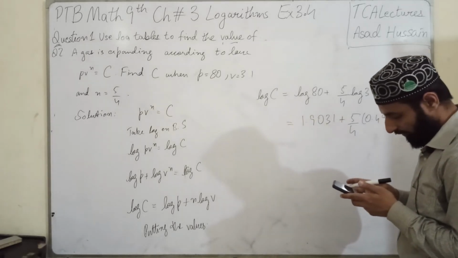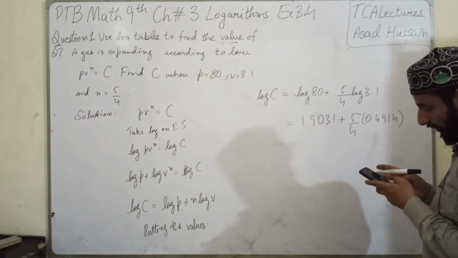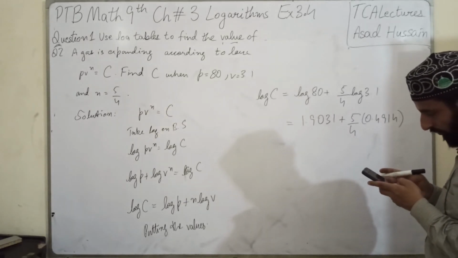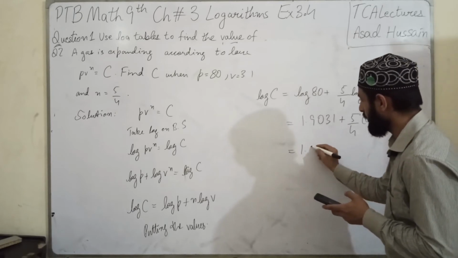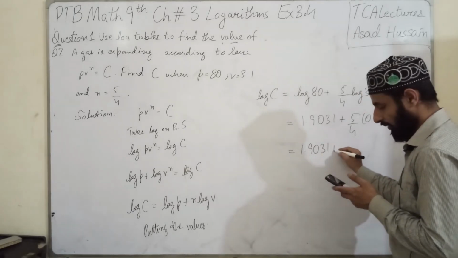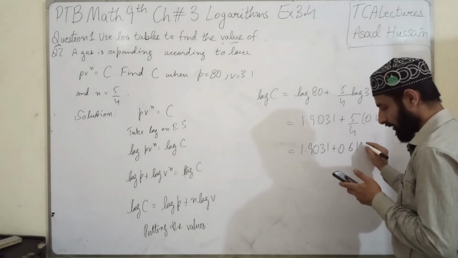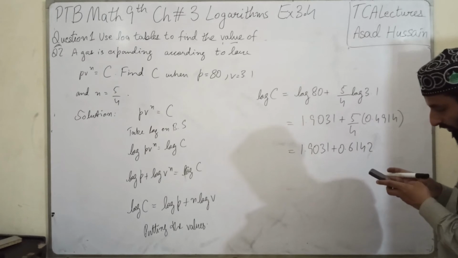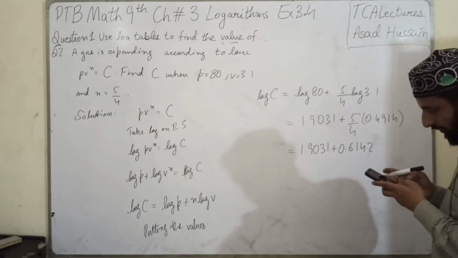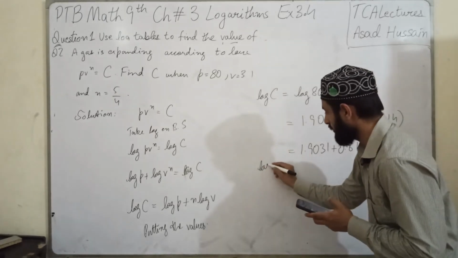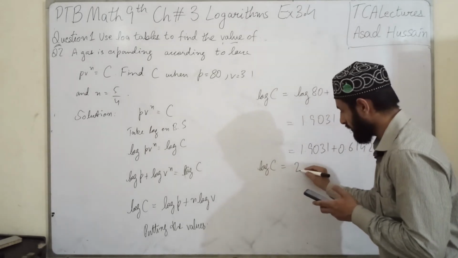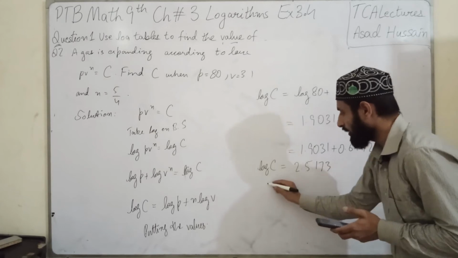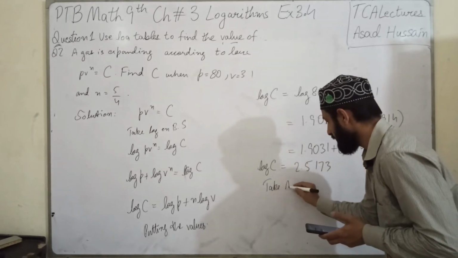Now multiplying this answer with 5 and dividing it with 4, we get 1.9031 plus 0.6142. Adding this answer to 1.9031, we get log C is equal to 2.5173.